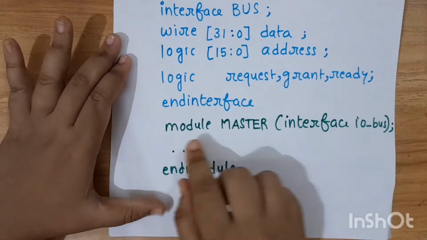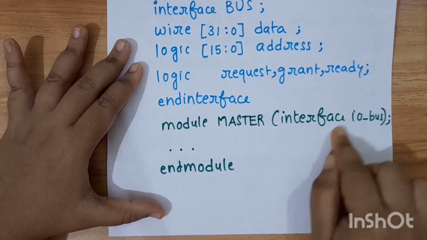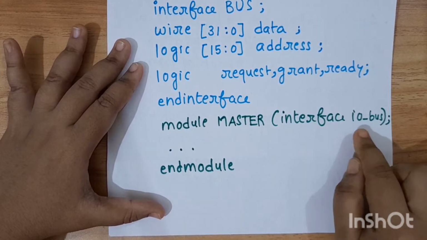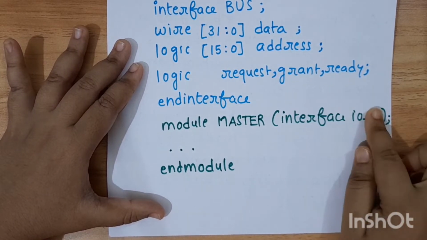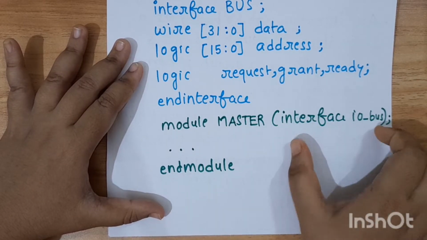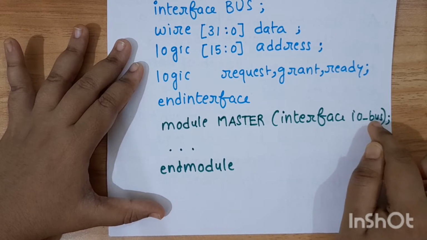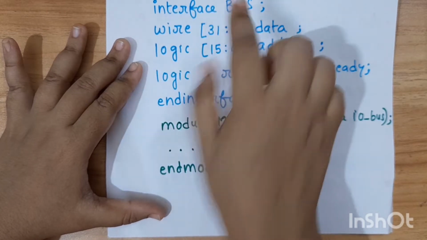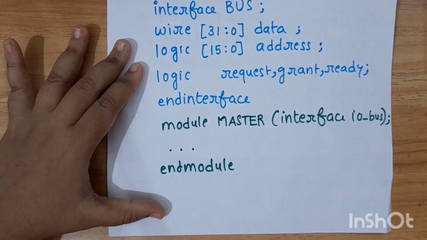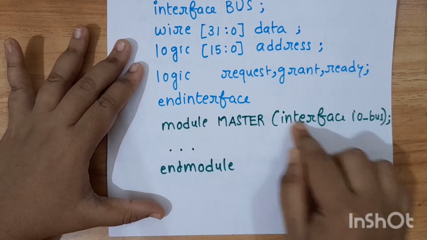Here you see module master, interface io_bus. Here the interface is io_bus. There is a port list. In the port list I have put io_bus, and the io_bus I will connect with the instance of interface bus in the top module. But here io_bus is of interface type.